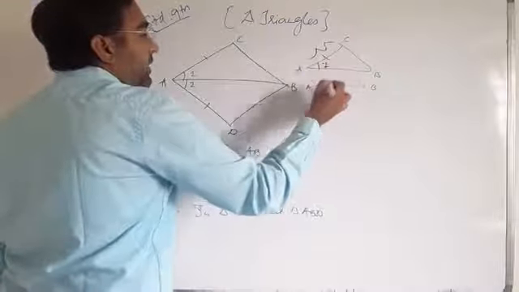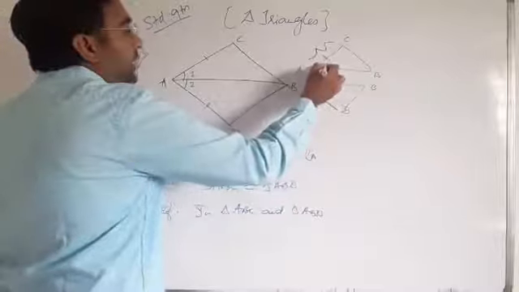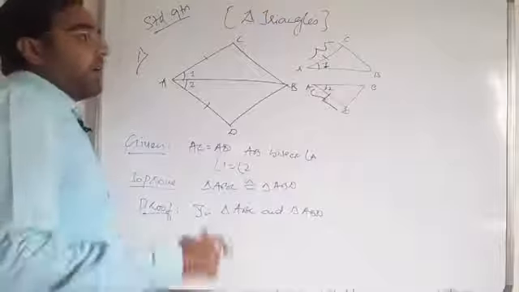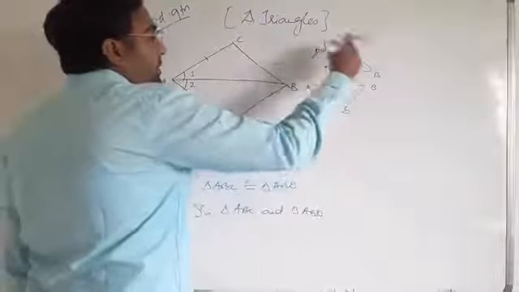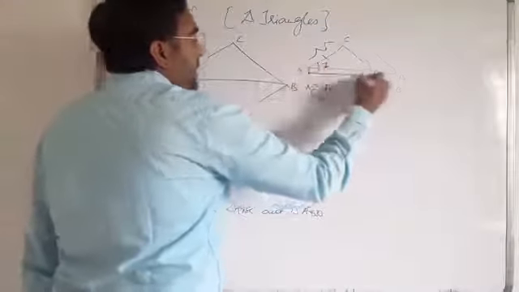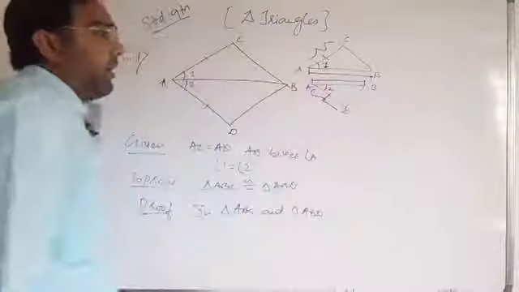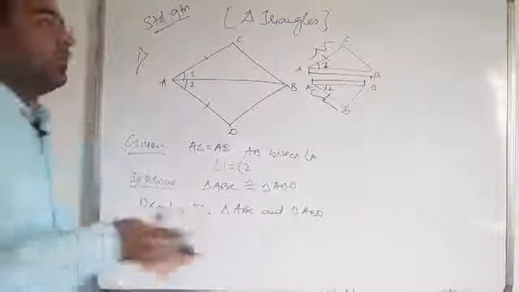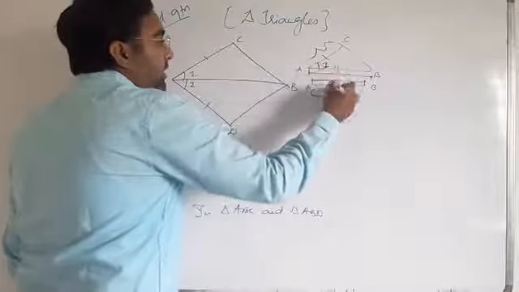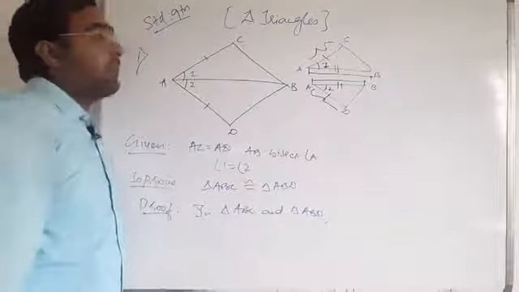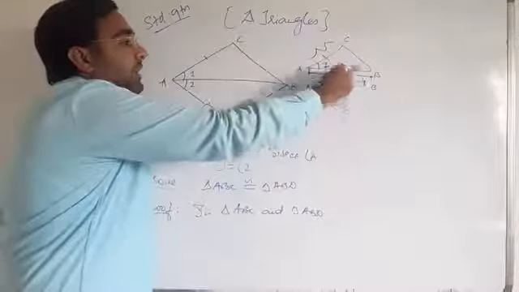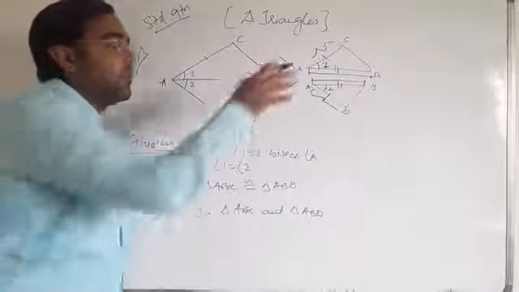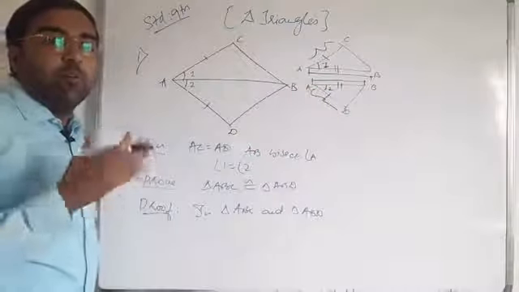Angle A and here angle A, that is 1 and 2, this angle and this angle are also given as equal. And one more side in triangle ABC and triangle ABD: AB and AB. Both of them are common in both triangles. This side AB and also this side AB, so we have to write AB is common in both triangles.